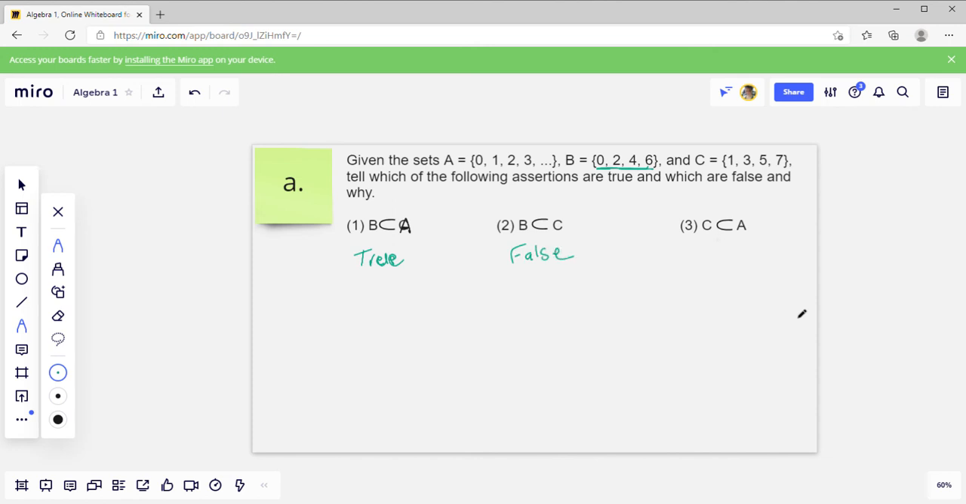And then this last one, C is a subset of A, so 1, 3, 5, and 7. 1, 3, yeah, it would have 5 and 7 because it just keeps counting up, so that one is true. All the members of set C are also members of set A, so C is a subset of A.